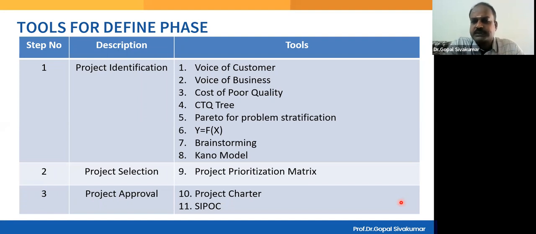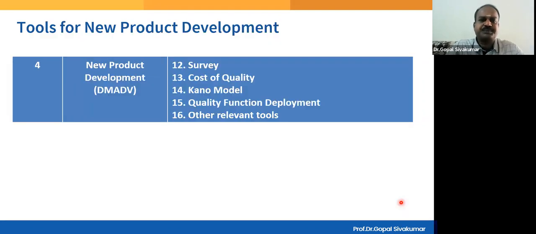And then for project selection, you can use tools such as project prioritization metrics. And then for getting the project approved, you can use project charter and then SIPOC. SIPOC stands for supplier, input, process, output, and customer. A high-level view of the process expressed in the form of a SIPOC.